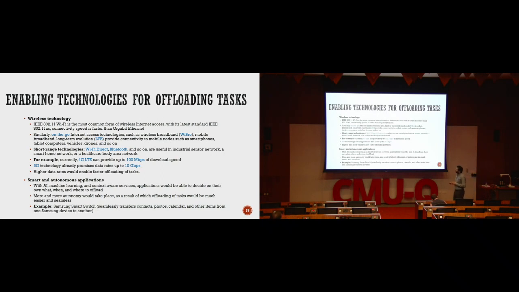Another enabling technology would be smart and autonomous applications, which means those applications that are context aware and based on machine learning. Applications that are intelligent enough to decide what to offload, when to offload, and where to offload. In our NPRP project, we have built one application of the same kind, that is a smart and autonomous application.